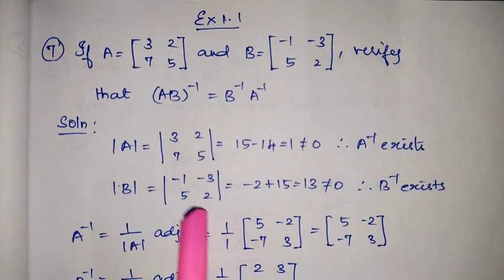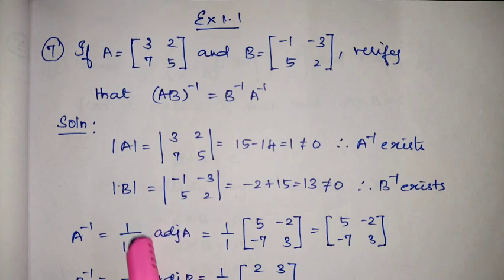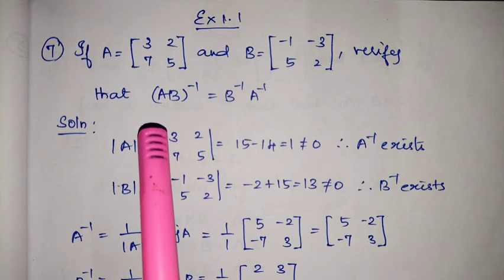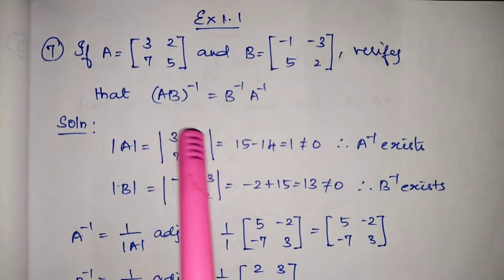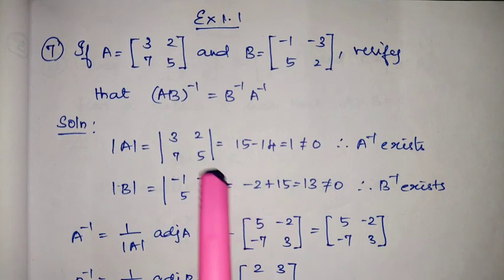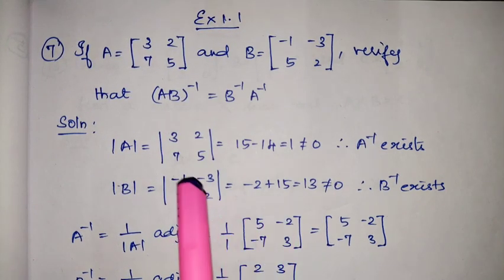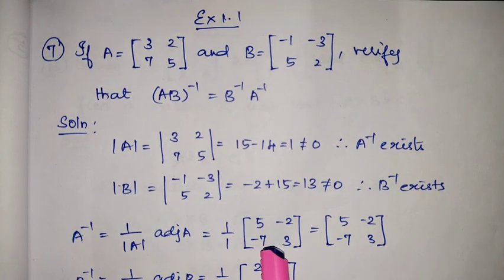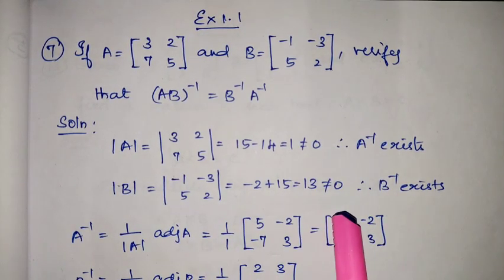You know how to find A inverse. It's 1 by determinant A into adjoint A. So 1 by what? Determinant A is 1. So 1 by 1. Adjoint A, how to find it? Just interchange the two elements in the main diagonal. So 5 goes here and 3 comes here. Change the sign of 2, it is minus 2. Change the sign of 7, which is minus 7. So leave this 1 by 1 I have written here.